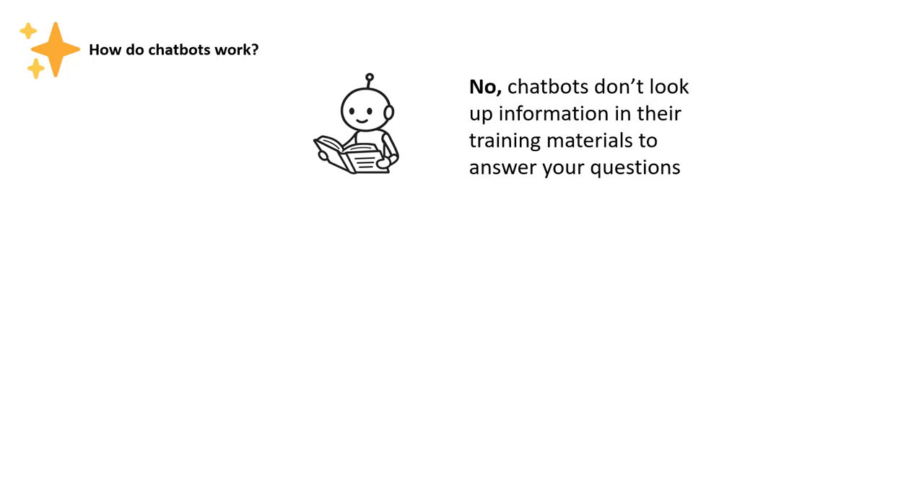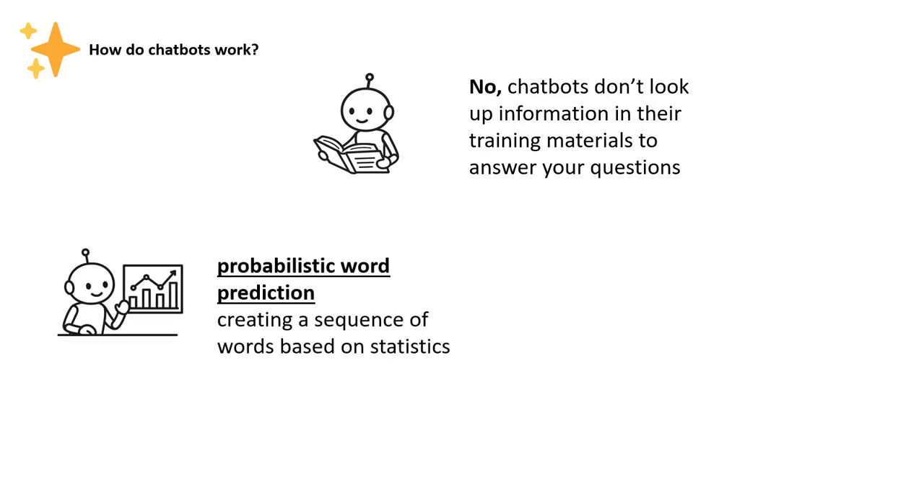Are chatbots consulting their training materials to create answers for the questions we ask? No, chatbots don't look up information in their training materials to answer questions. The AI is not consulting stored information to find answers as though it were searching a library. Chatbots create answers by predicting the next word in a sequence based on the patterns they've learned about language from their training materials. They use statistical analysis to guess the next word and create coherent sentences.